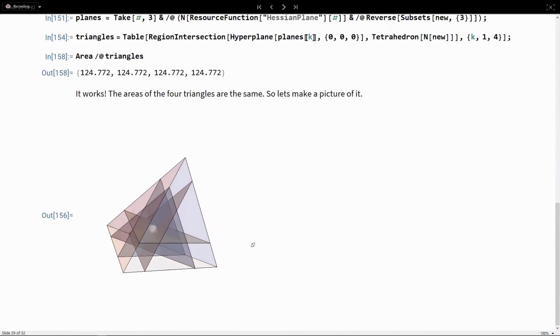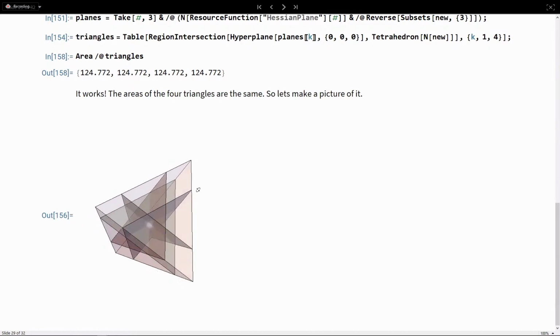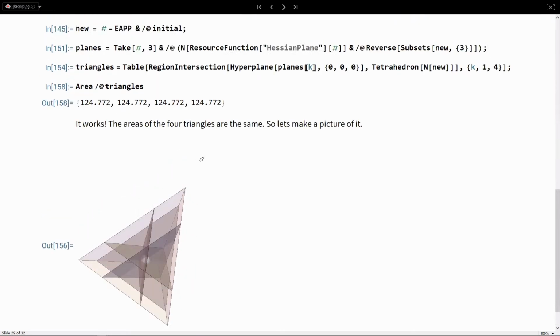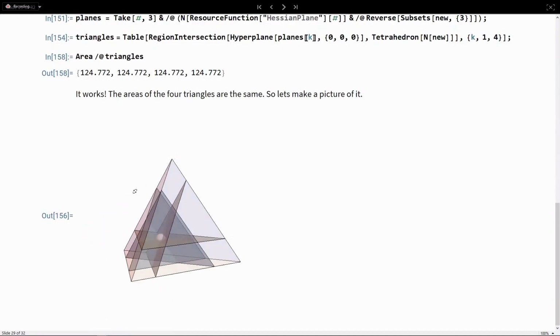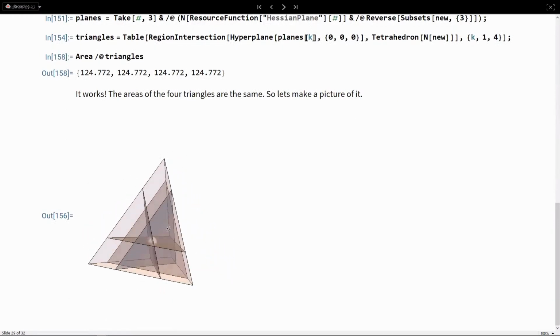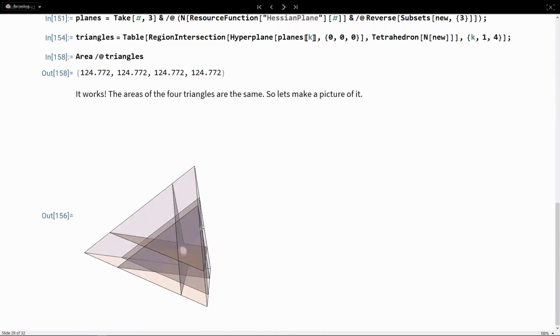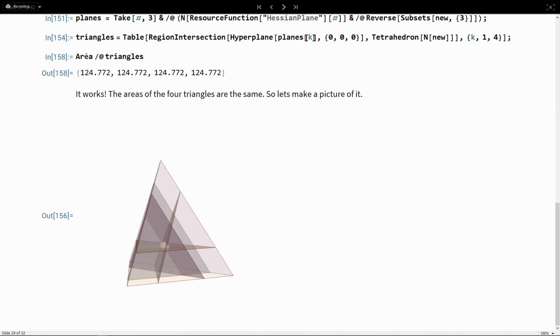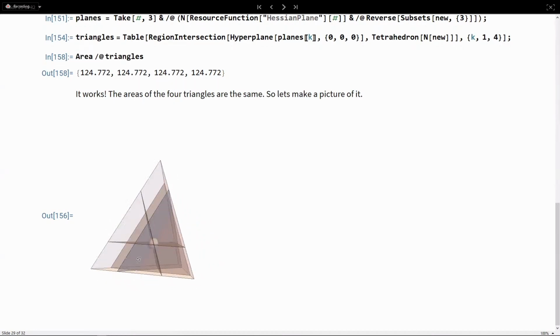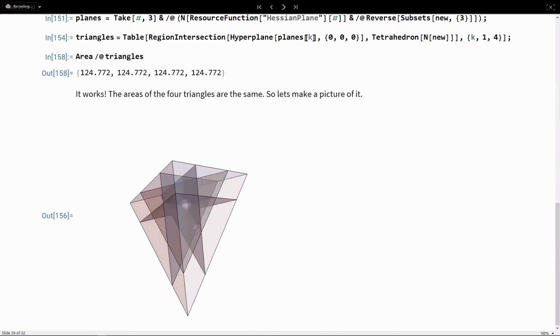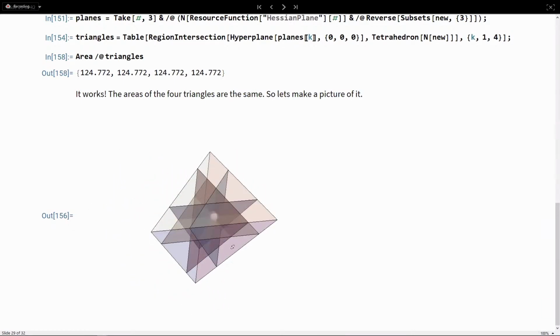So here it is. That sphere at the center, that's the equal area parallelians point of the tetrahedron. And we've got the 4 triangles going through that point parallel to the original faces. And the area of these 4 triangles is all identical. So this is a nice tetrahedron center.